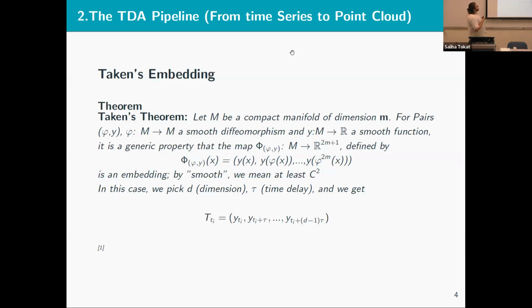So how do we transform a time series to a point cloud? We will use Takens' embedding theorem, like I said, but since this theorem is about non-linear dynamical systems, and this is not in the scope of the presentation, I will not give the proof of it. We will just use it, and you can read the theorem. Looking at the theorem, we will pick the dimension D and the time delay, which is the phi function in there, and we will get a point cloud.